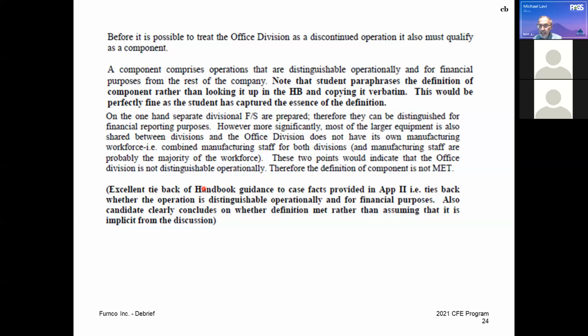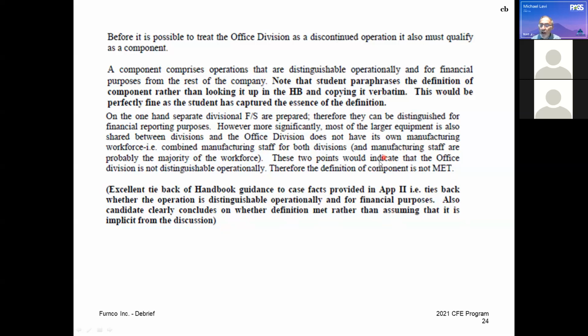Tied back to the guidance. Once again, there's no way in the world that the Board of Examiners would accuse the student of saying whether a condition is met without adequate explanation. The explanation is excellent, a beautiful tie back to case facts. Also, the candidate clearly concludes on whether the definition is met rather than assuming it is implicit from the discussion.